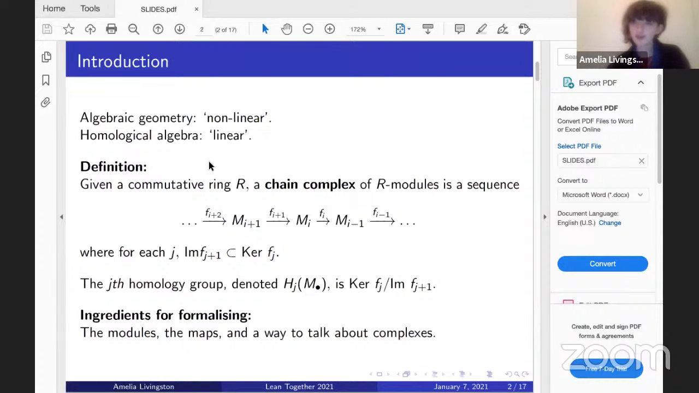And in my context, a particularly useful kind of chain complex is called a Koszul complex, and that's what I'm trying to formalize. So from the definition, you can see that the ingredients in such a formalization are going to be formalizing the modules and formalizing the maps, and then having a way to manipulate chains of modules in Lean.